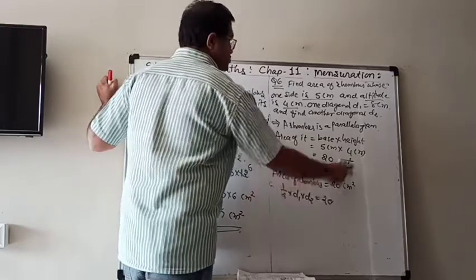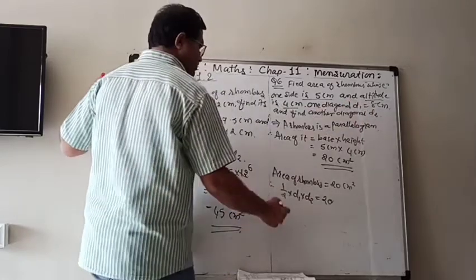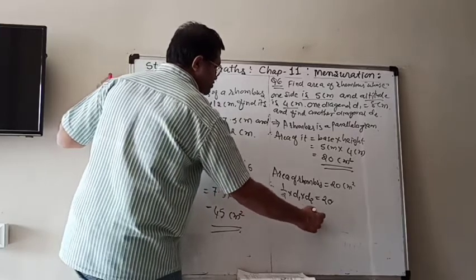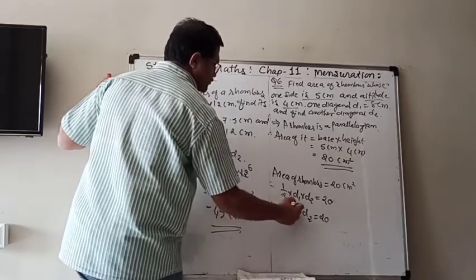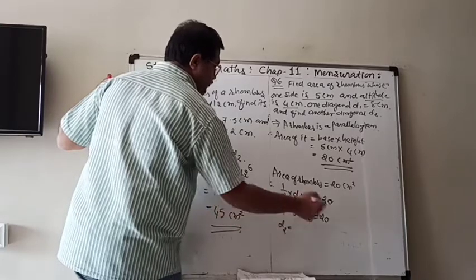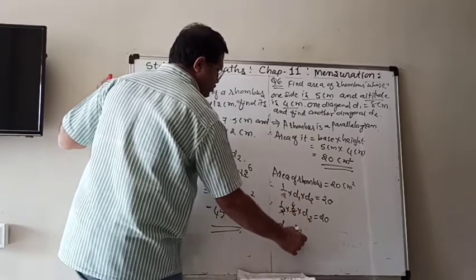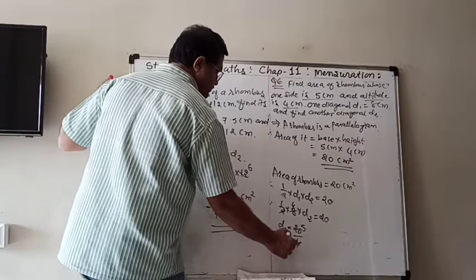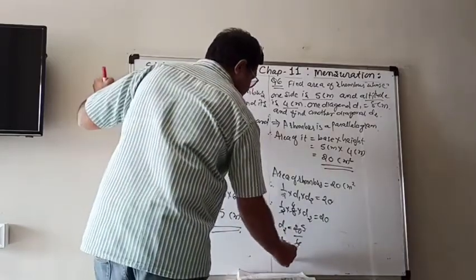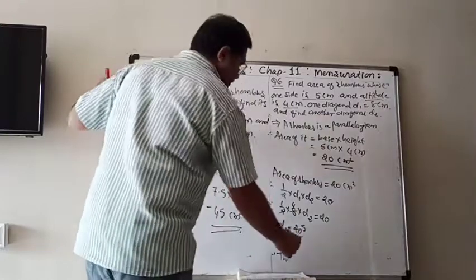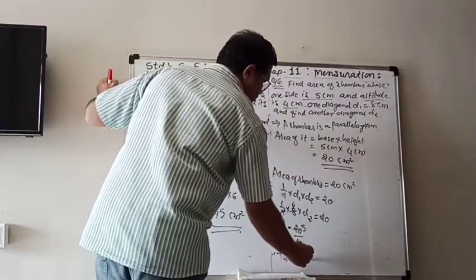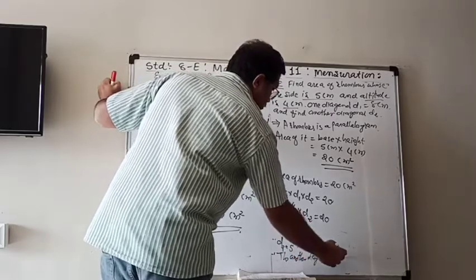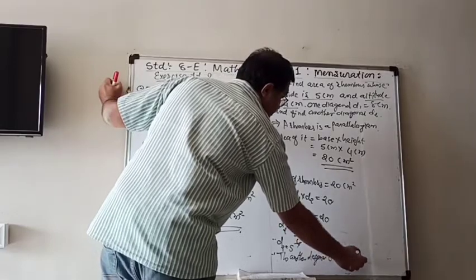So now you can use the formula for the rhombus, means half into d1 into d2 is 20. So d1 is given as 8 and d2 we have to find. So half into 8 into d2 is 20. 2 4s are 8. So d2 is equal to, now 4 will go to that side, so divide. Therefore d2 is equal to 5. Therefore the another diagonal is 5 centimeter long.